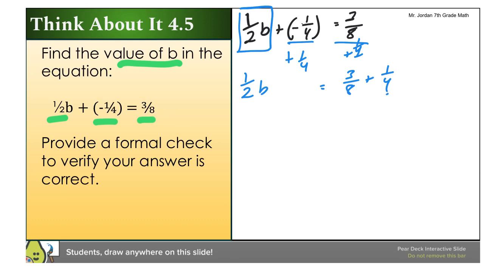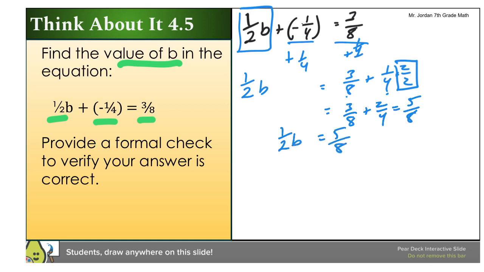Now I need to make the denominators the same, so I can multiply this by 2/2. You can multiply any fraction by something that's equivalent to 1. 2/2 is the same as multiplying it by 1, but that gives me a fraction with the same denominator, 3/8 plus 2/4, and I can add that, makes 5/8. So in my new equation, I have my variables on this side, 1/2 b is equal to 5/8.